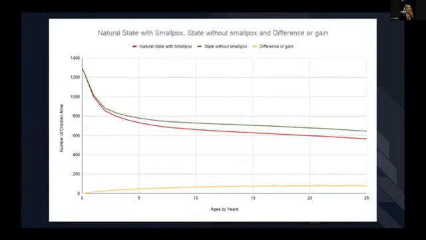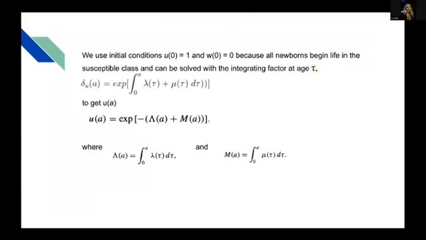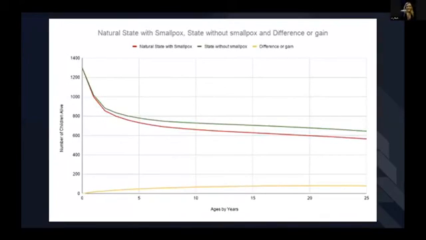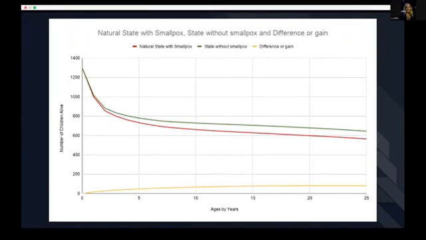So this is a graph. This is the natural state with smallpox, the state without smallpox, and the difference or gain. The red is the natural state with smallpox, the green is the state without smallpox, and the yellow is the difference or gain that we have. I did this in Excel. I put the life tables in a graph so that we could see the difference from a different perspective. It's basically the same thing as a life table, just in a clearer view.